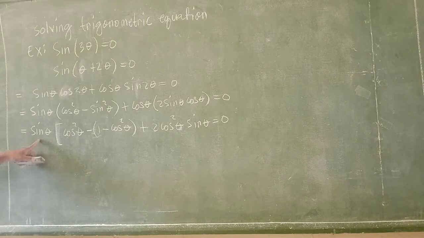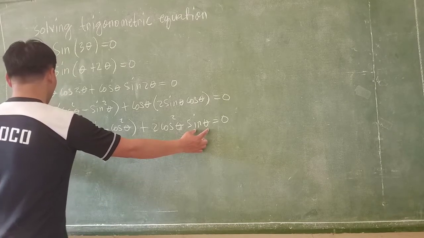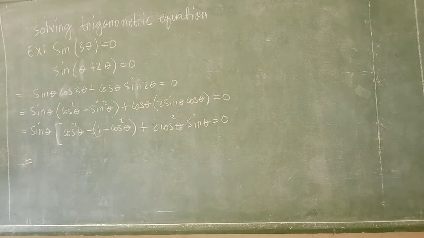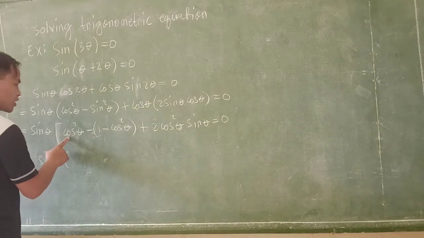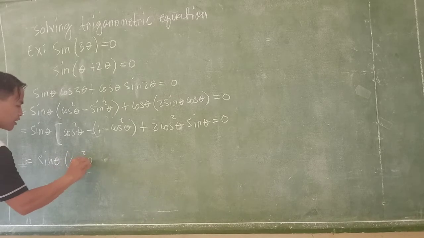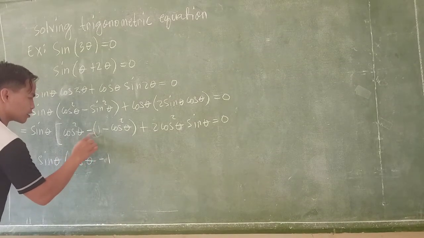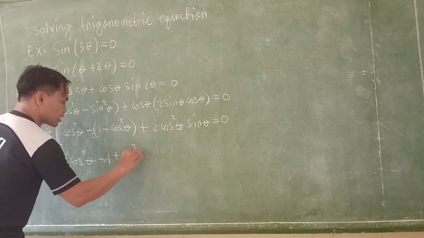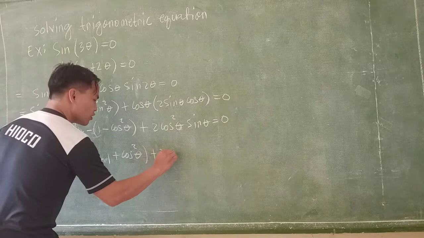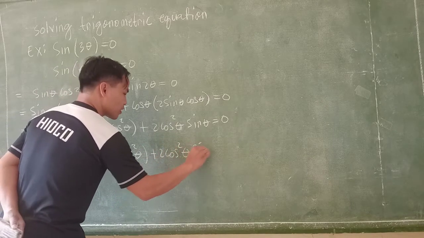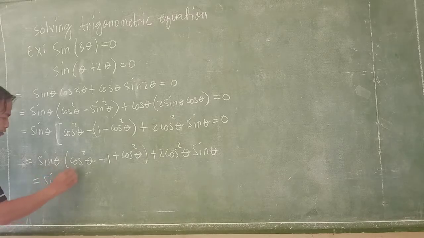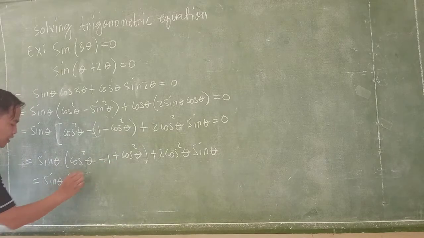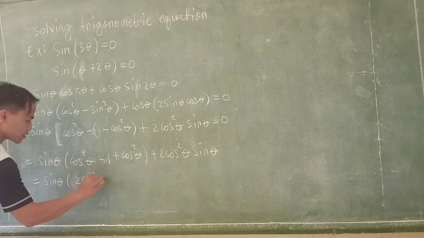Look at this one. They have a common factor sine theta, so we can combine them. We have sine theta multiplied by the quantity cos squared theta, negative times 1 is negative 1, negative times negative is positive cos squared theta, plus 2 cos squared theta sine theta. Then combining and simplifying, we get sine theta multiplied by cos squared theta plus cos squared theta, which is 2 cos squared theta.